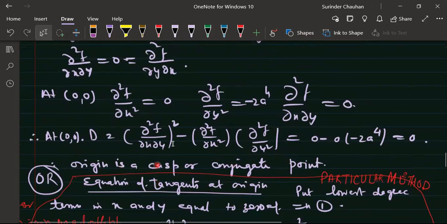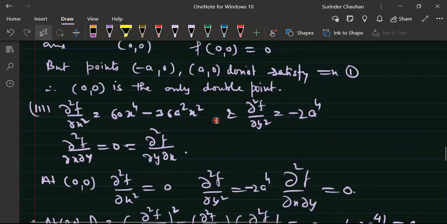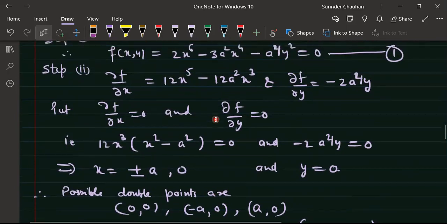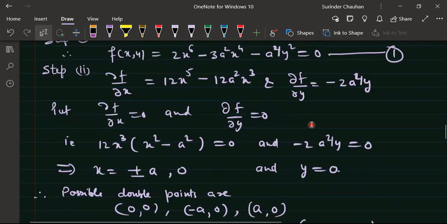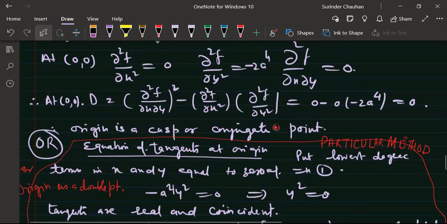If this is 0, now we go to theory: the origin will be either a cusp or a conjugate point. Now to decide whether it is a cusp or conjugate point, up to this, we can discuss in some other way also. This problem we have discussed. Now we can discuss in some other way, because this equation passes through the origin. So now the next method.